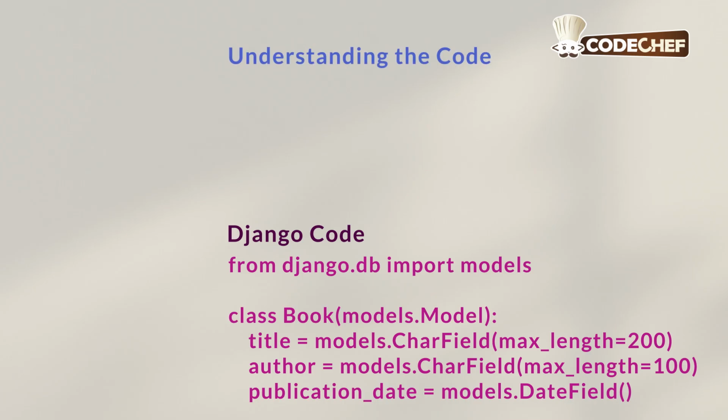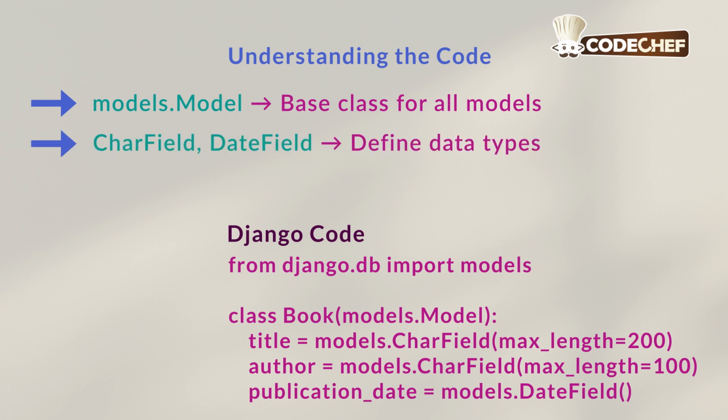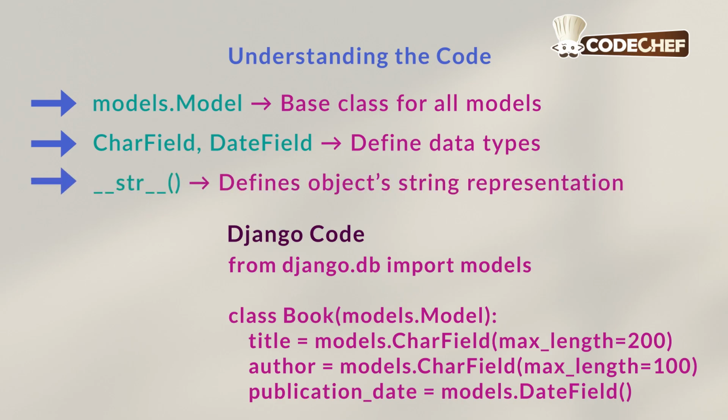Now let's understand the code that we just saw. Here, Book inherits from models.Model, which means Django knows that it is a database model. Then CharField and DateField tell Django what kind of data each column will store. And the __str__ method is a special function that defines how the object should be displayed when you print it. In our case, it returns the book's title.